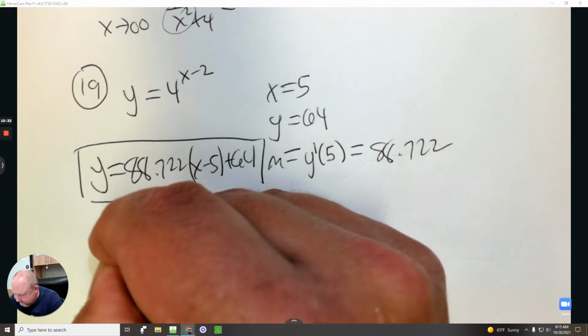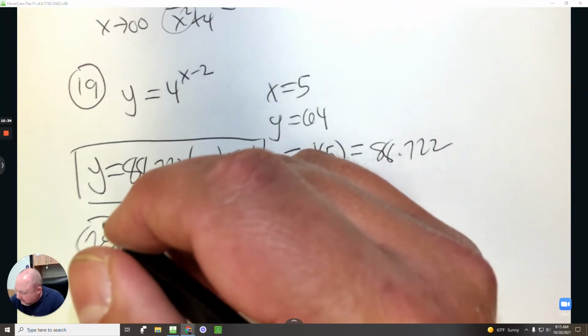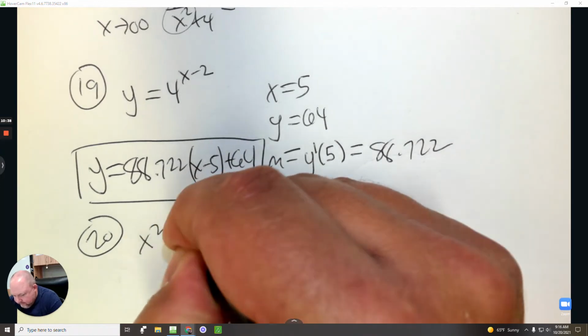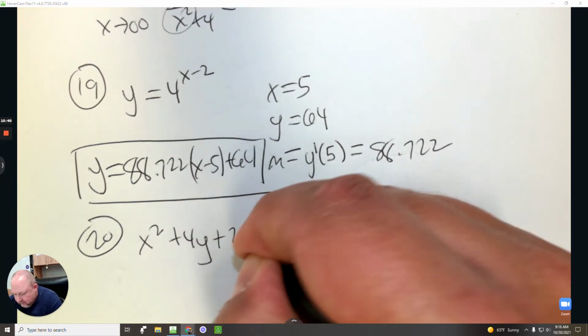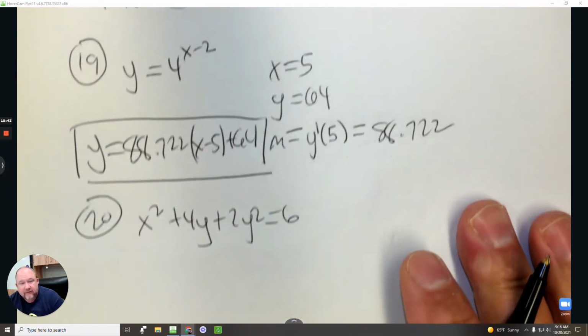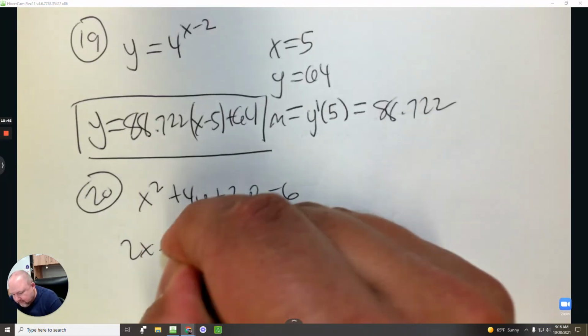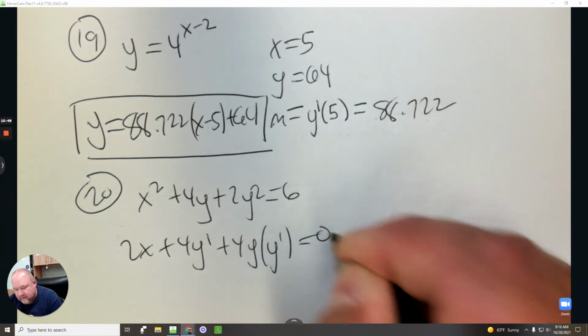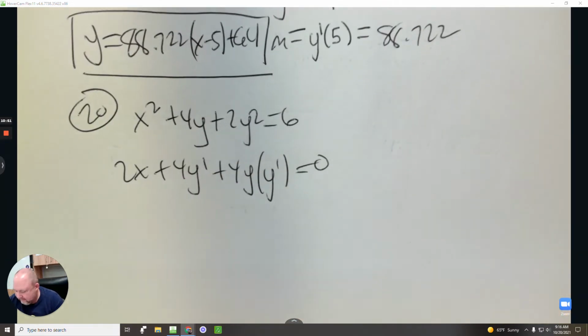Number 20. Find the points at which the graph has horizontal tangents. The word tangent means derivative. So let's do that to begin with. Derivative. Make sure you do it implicitly correctly. So take the derivative, do it implicitly.